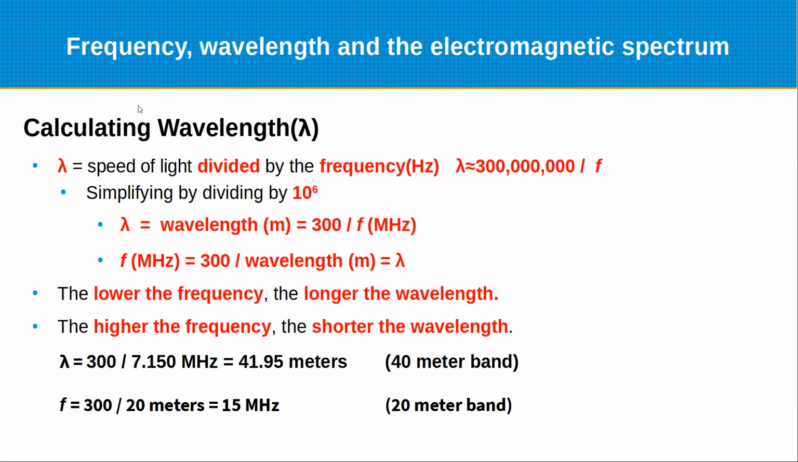So instead of doing the 300 million with the frequency in hertz, like I said, we reduce it down to 300 over the frequency in megahertz. Conversely, if you swap it around, if you want the frequency, you divide 300 by the wavelength. So you can go back and forth just by reversing the formula.